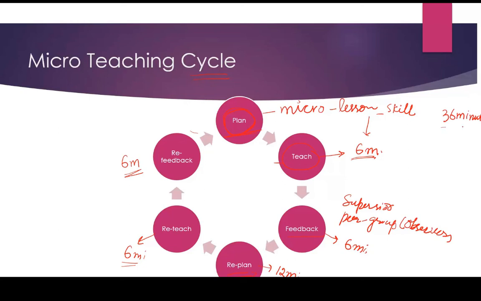So the micro teaching cycle is of duration 36 minutes, but the first practice session is of 6 minutes and the first feedback session is of 6 minutes. And the major time which we give to the students is for replanning the lesson, that is of 12 minutes, right? So this is the micro teaching cycle.